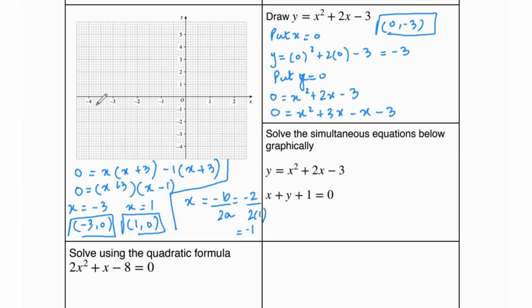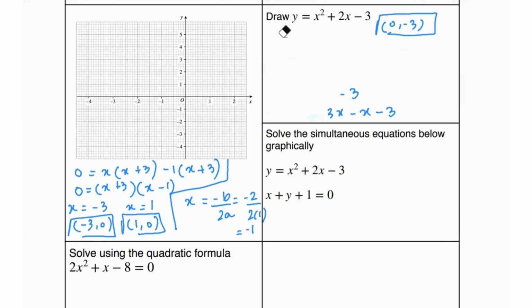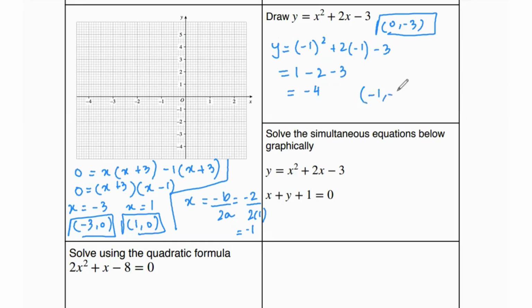To find the y value, we will substitute it in the quadratic equation. Let me just erase this part. So y equals (-1) squared plus 2 times -1 minus 3, which is 1 minus 2 minus 3, which is -4. So (-1, -4) is our turning point.